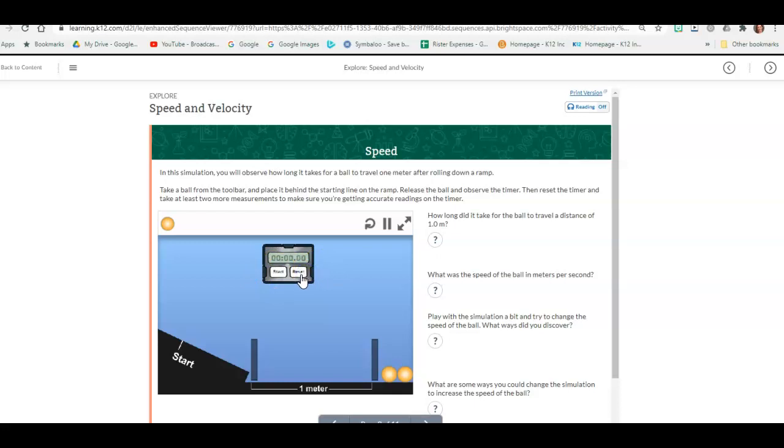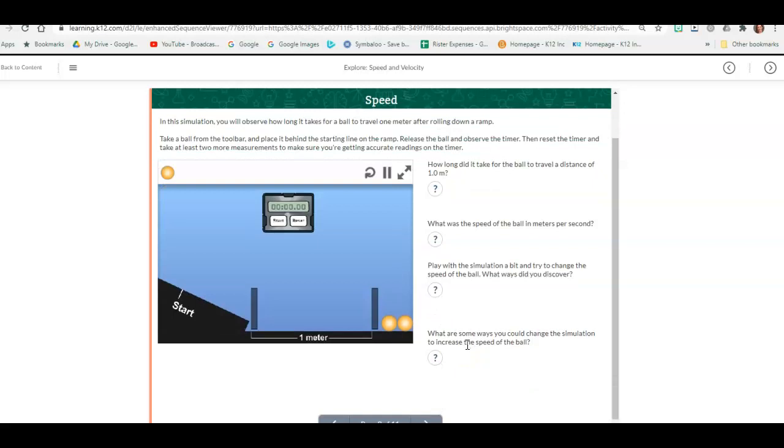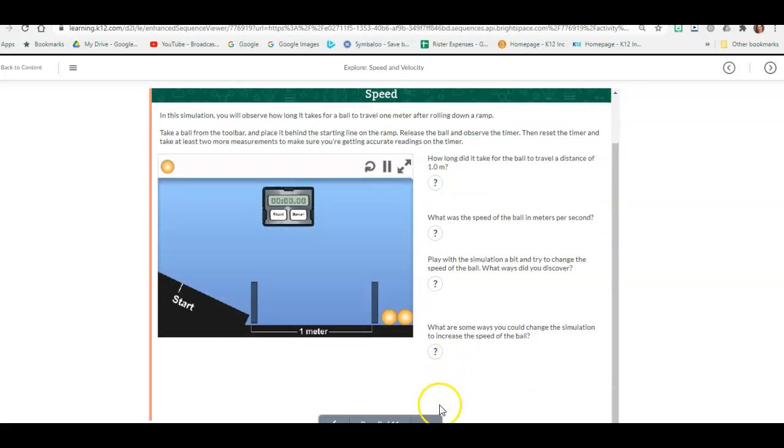All right, so again, you could go through and answer the questions and see what you could do to change the speed of the ball a little bit, and what ways you will discover. So that's a fun simulation to just kind of check how the variables affect the speed.